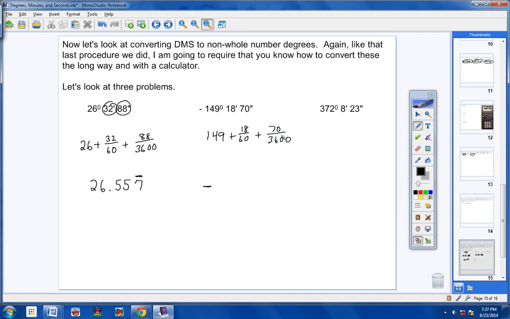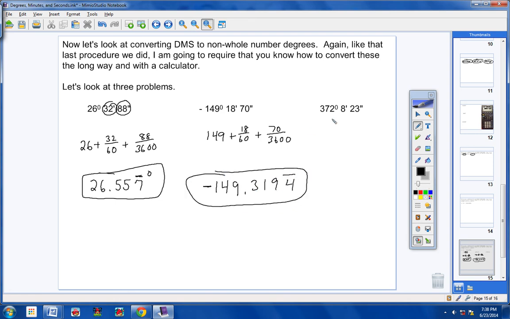So with my calculator, 149 plus 18 divided by 60 plus 70 divided by 3,600, and you will get negative 149.3194 repeating. And by the way, I forgot to put degrees over here. Don't forget to put your degree symbol, very important. Okay, now we have one more to do and we're finished.